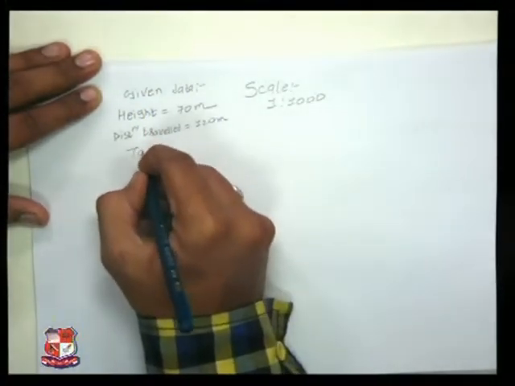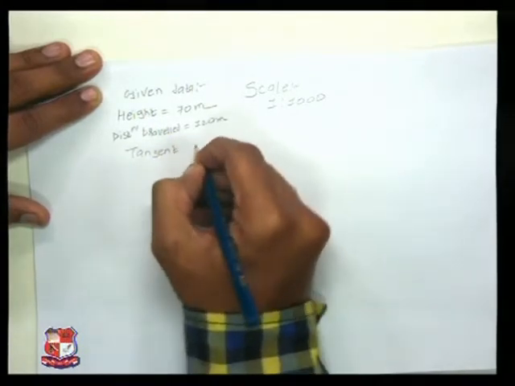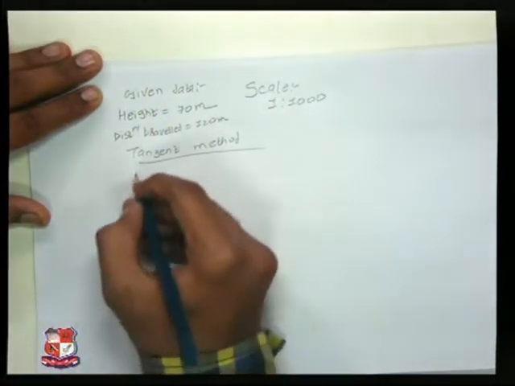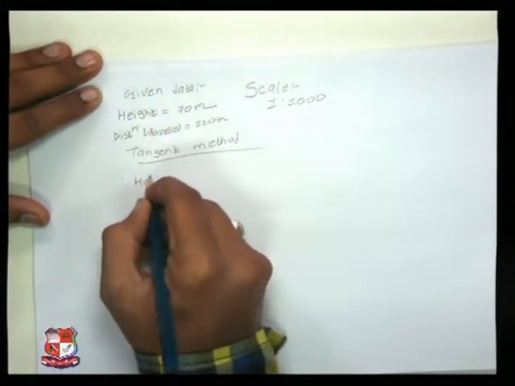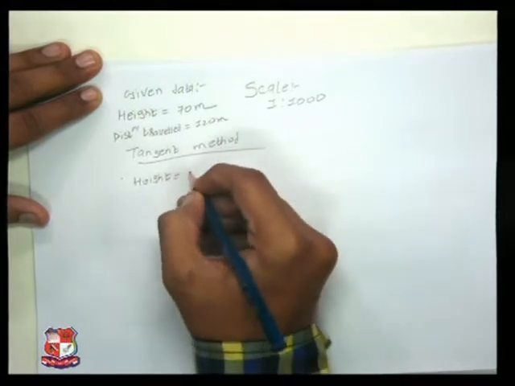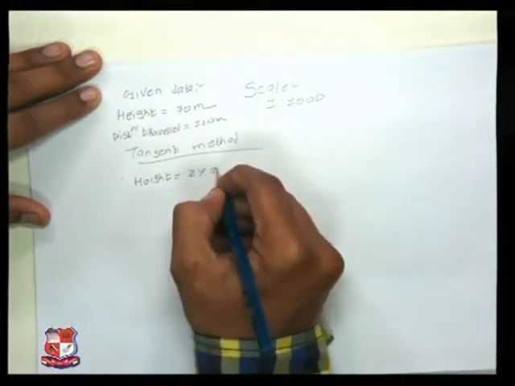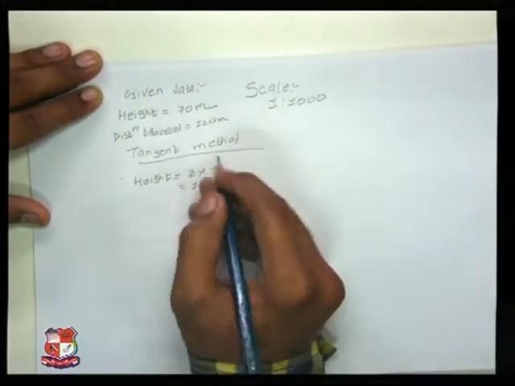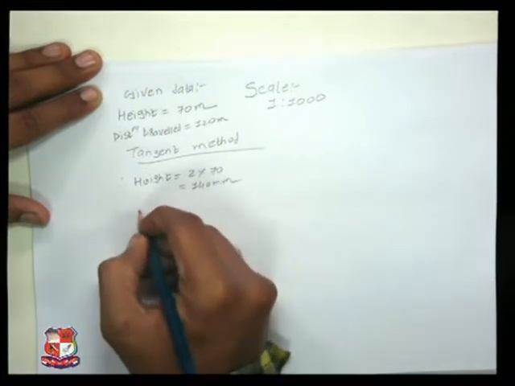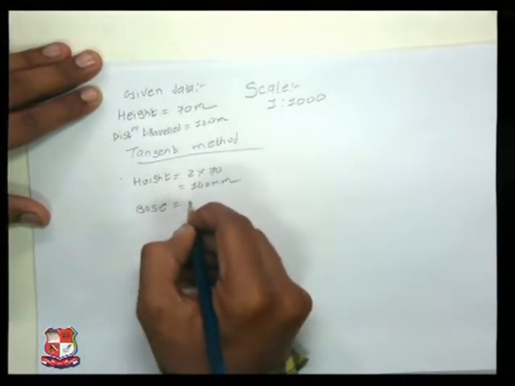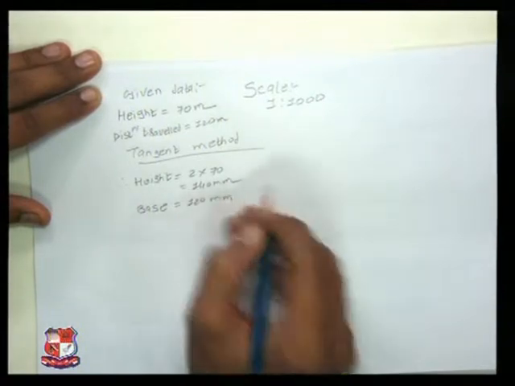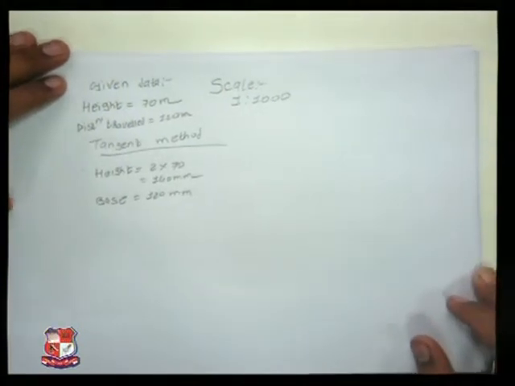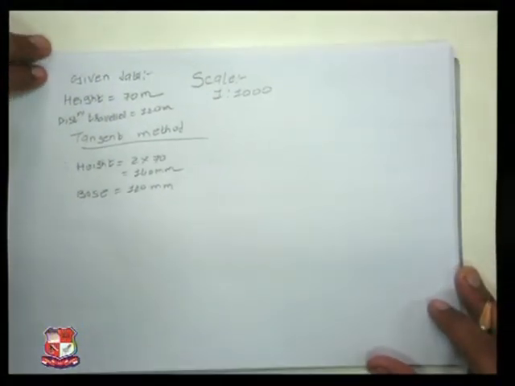We are using the tangent method. That is why the height would be 2 into 70, which means 140 mm, and the base would be 120 mm. So this is our given data. Now we will draw as per the tangent method.